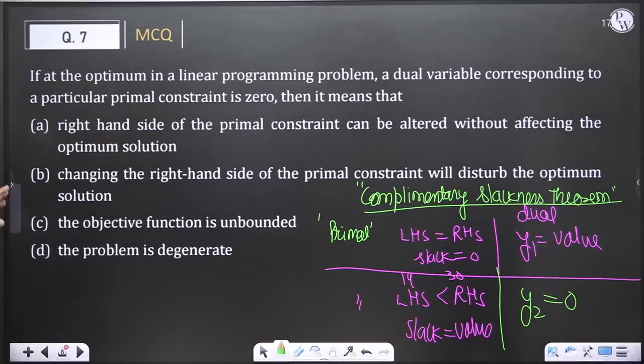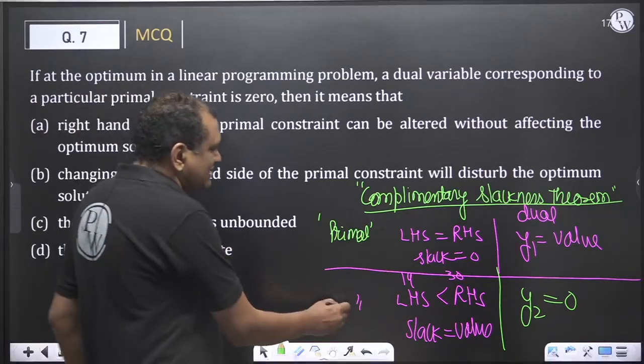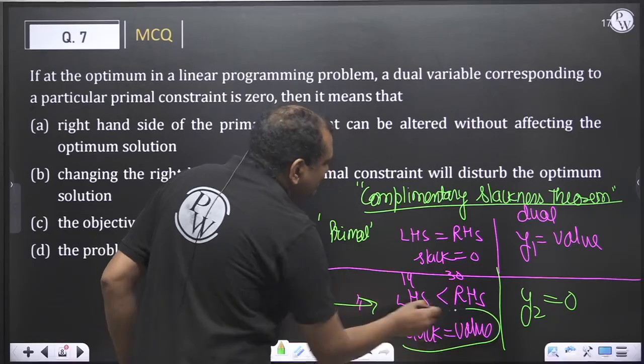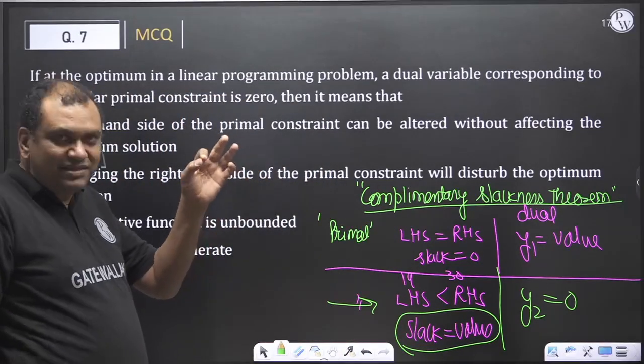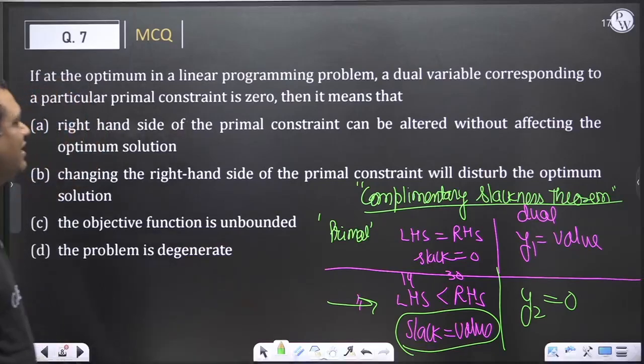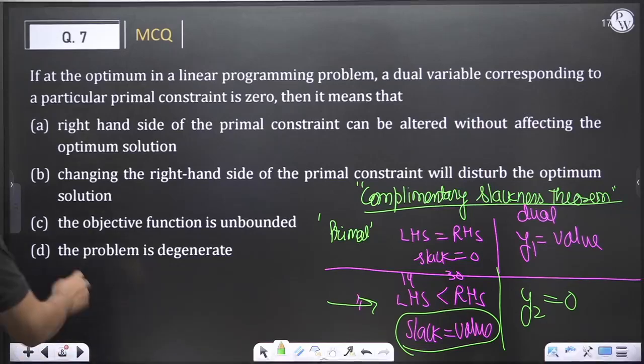So if at the optimum of a linear programming problem, the dual variable corresponding to a particular primal constraint is 0, it means slack of the primal is having some value. Okay? So changing the right hand side of the primal constraint will disturb the optimum solution. That is correct. See this one?